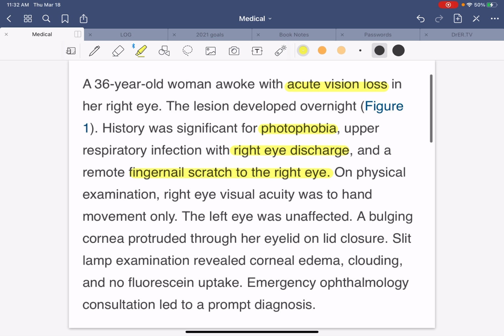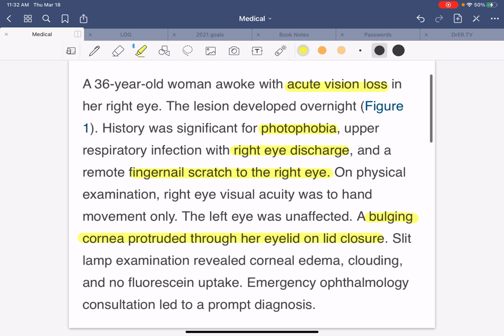On physical examination, the right eye visual acuity was to hand movement only. We said that. The left eye was unaffected, and a bulging cornea protruded through her eyelid on lid closure. That means the eyelid couldn't close all the way, and you can see part of the cornea coming out of it. Slit lamp. Slit lamp is a special machine, almost like a macroscope for the eye.